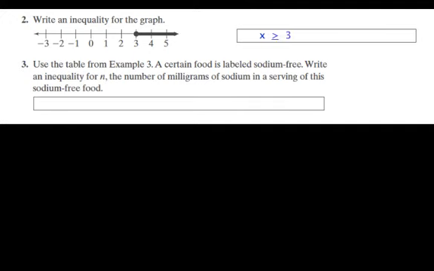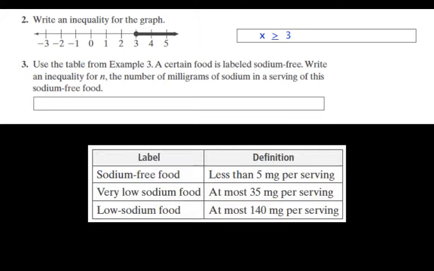Number 3. Use the table from example 3. A certain food is labeled sodium-free. Write an inequality for n, the number of milligrams of sodium in a serving of this sodium-free food. I'm going to put the table on here so that we can look at it at the same time as solving the problem. If a food is sodium-free, it has less than 5 milligrams a serving.